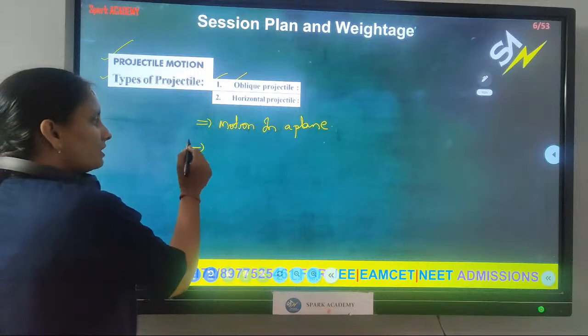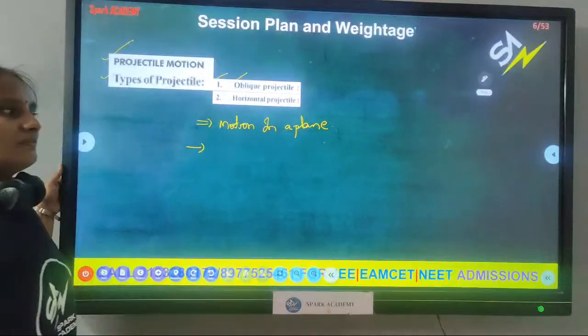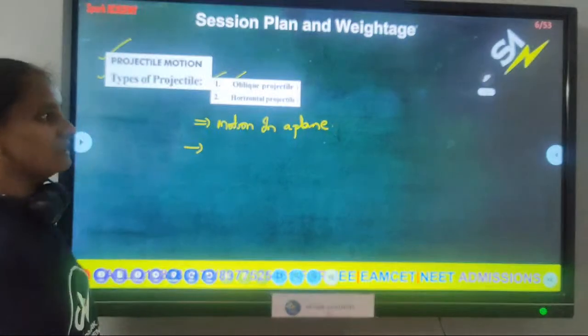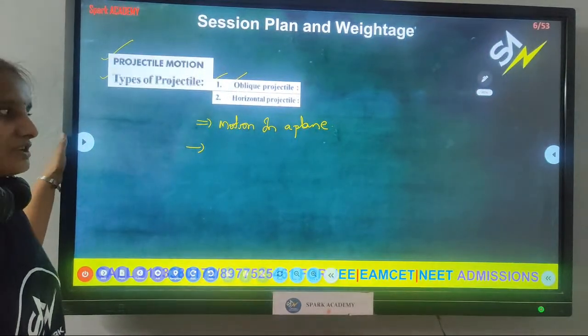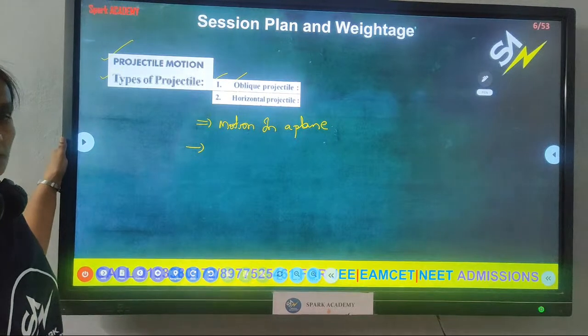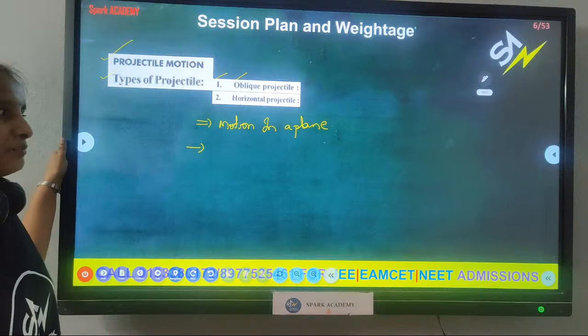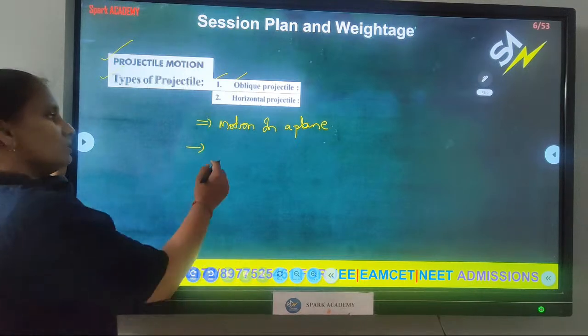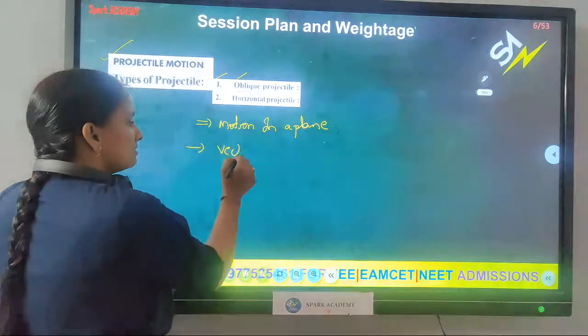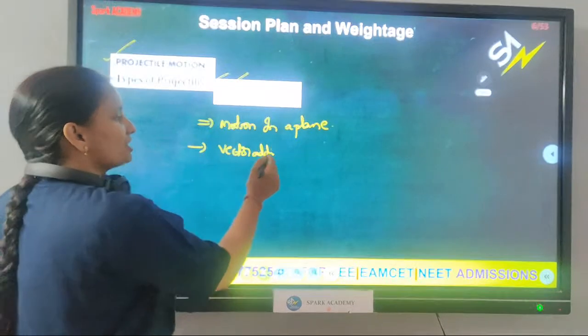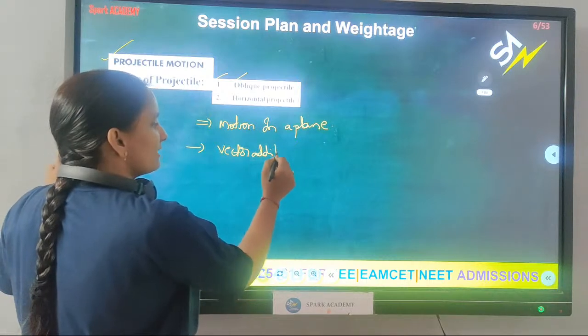You need to solve the questions with the help of vector algebra. I hope you all have followed the previous sessions where we discussed vector algebra: addition of vectors, subtraction of vectors, and product of vectors. So the concepts in motion in a plane can be solved by using vector addition.